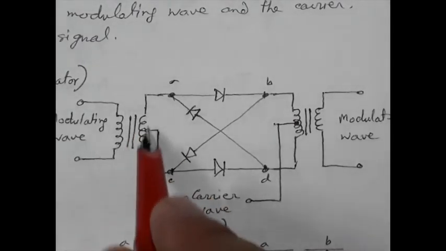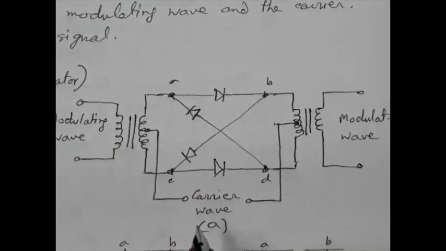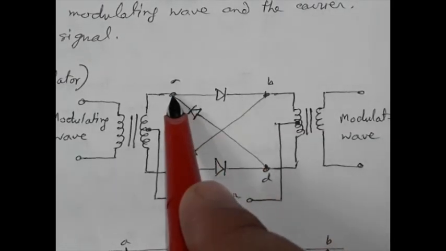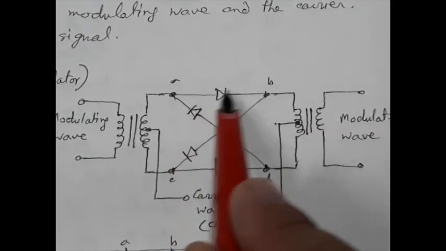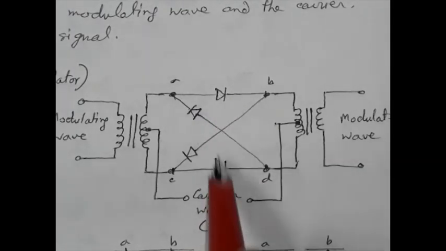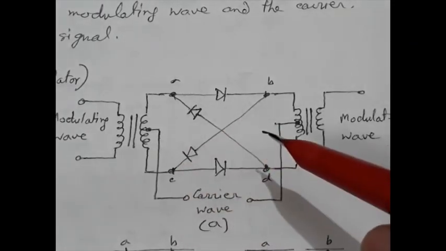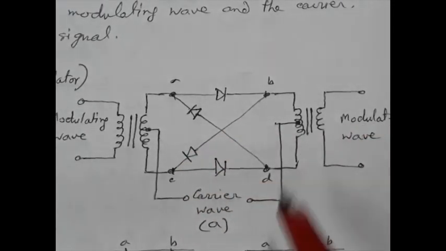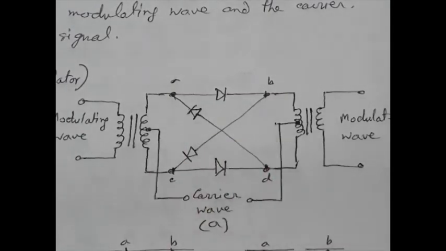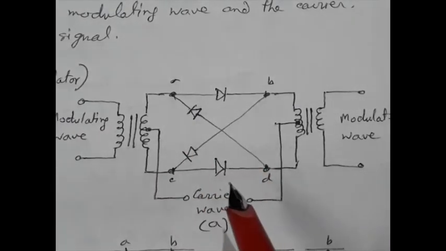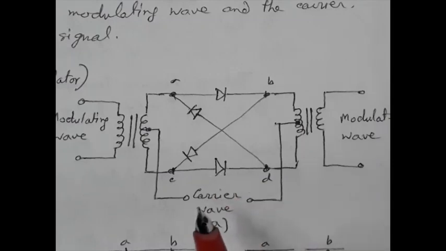From that we have two center tap transformers, and through the center tap we are providing this carrier wave. We have 4 diodes. These 2 diodes, the outer diodes, are facing towards the right, and these inner diodes are facing towards the left side. So this is the basic circuit. Now this carrier wave controls the forward bias and reverse bias of these diodes during the positive half cycle of the carrier signal.